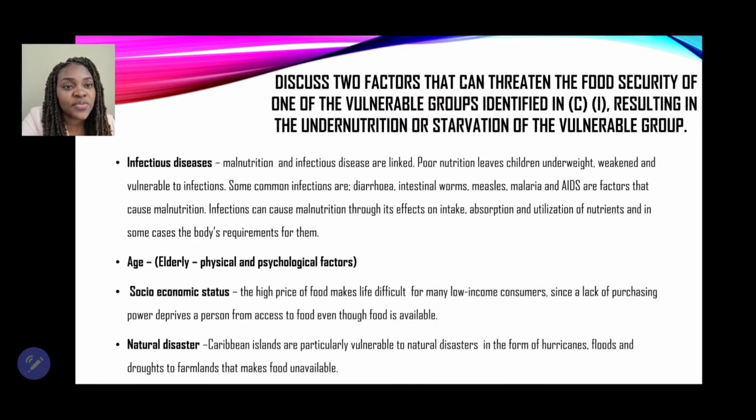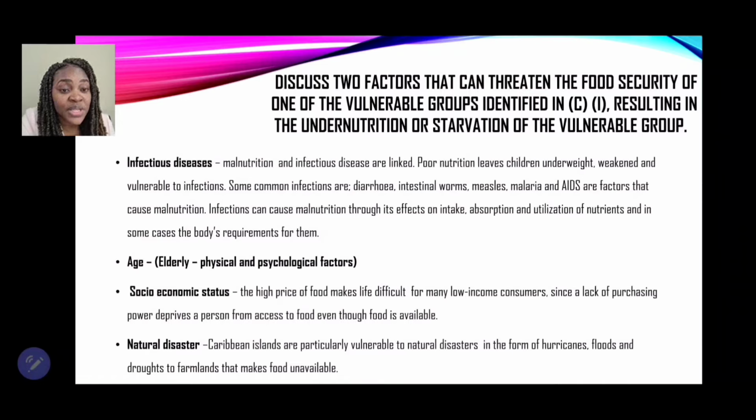Next question. Discuss 2 factors that can threaten the food security of one of the vulnerable groups identified previously, resulting in the undernutrition or starvation of that group. So we just looked at those groups. Let us now look at some factors that threaten food security. We speak of infectious diseases. Malnutrition and infectious diseases are linked. Poor nutrition leaves children underweight, weakened, and vulnerable to infections.